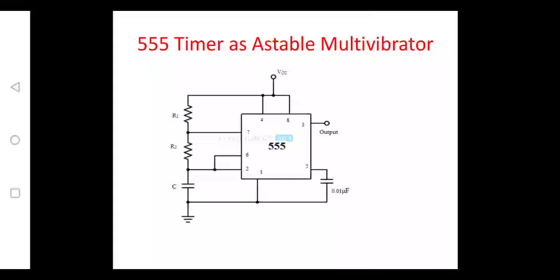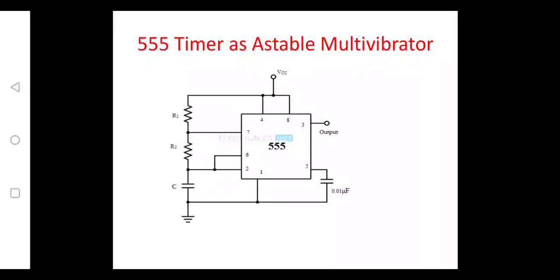The 555 timer can basically be operated in two different modes of operation. One is astable multivibrator and the second one is monostable multivibrator. Here let us start the discussion with the astable multivibrator. Astable multivibrator is also called a free running multivibrator, which consists of two quasi-stable states.